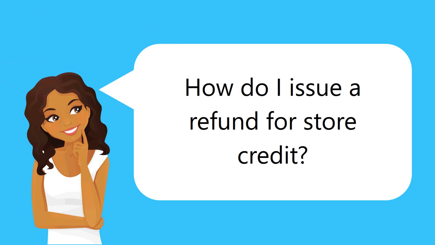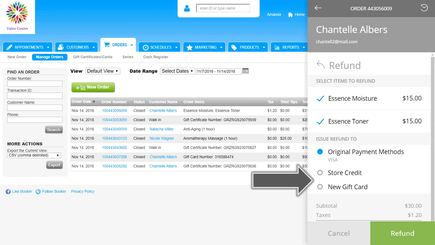How do I issue a refund for store credit? Now, to issue a refund for store credit, which essentially is giving them a gift certificate or card, we can refund the order as normal, and then when we're selecting the option for how we're going to issue the refund, we want to choose the store credit option or the new gift card option. Either of these will issue a virtual gift certificate or store credit, or we can give them a gift card. Your preference. Either way, the customer would be able to use it as payment for future purchases.